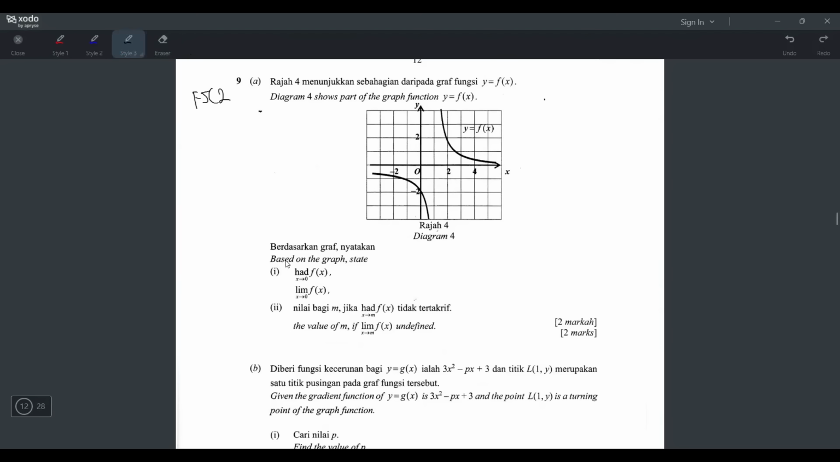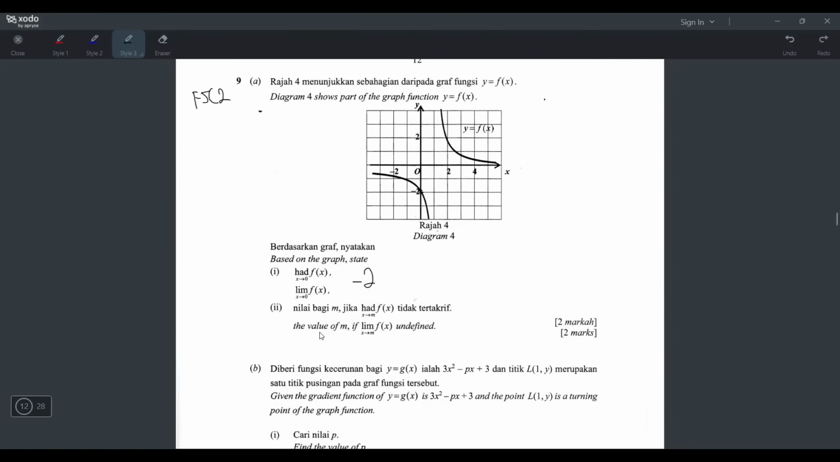What's important here is we just need the value for the limit x approaching 0 of f(x). When you do x approaching 0, what you're basically finding is the y-intercept. x approaching 0 means you substitute x equals 0 inside, right? So what you're finding is the y-intercept. If you look carefully, the y-intercept is at -2. So the answer is -2. No working, just like that, -2.